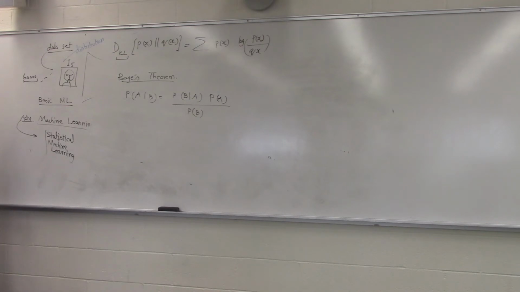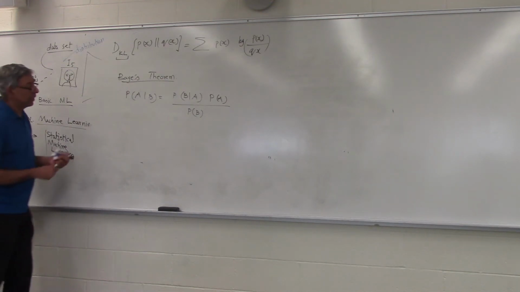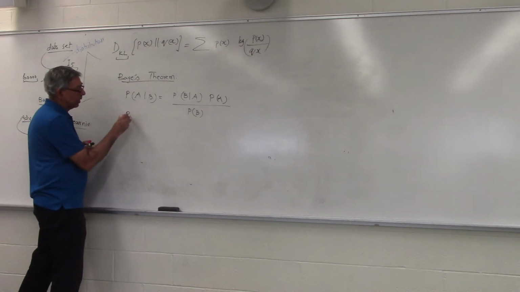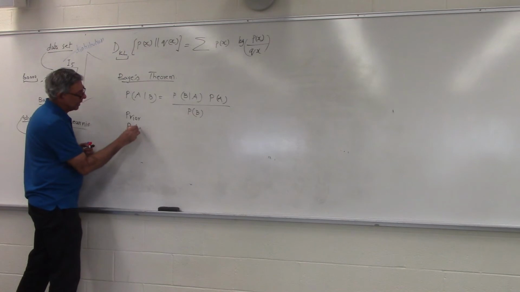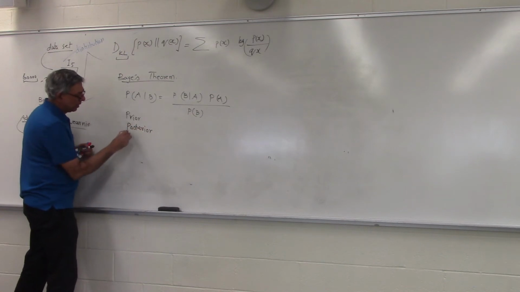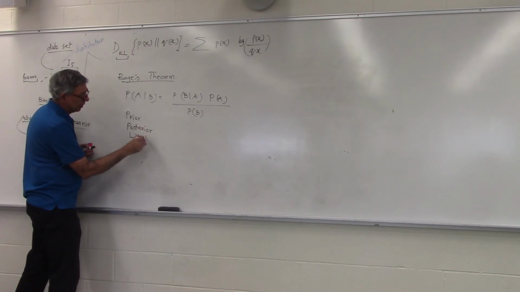So there's a little bit of terminology that you will see as you read a lot of the deep learning research papers and so on. You will see terminology, for example, a concept called prior, a concept called posterior, a concept called likelihood.